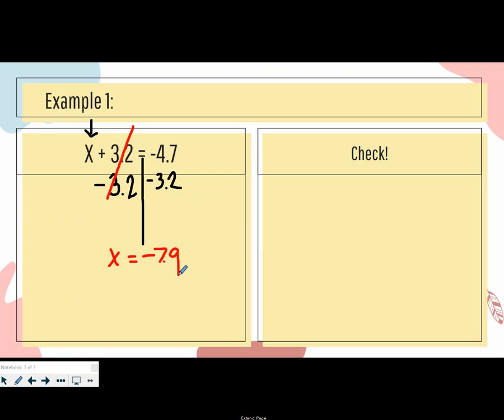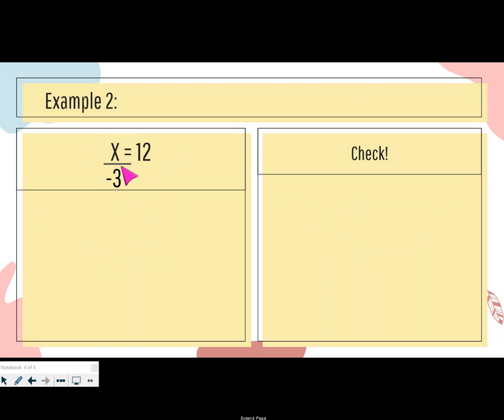Now it's very important to do the check. So I see that x equals negative 7.9. I'm going to plug it back in for x. So negative 7.9 plus 3.2 should equal negative 4.7. Let's try it out. Negative 7.9 plus 3.2. What do you get? We should get negative 4.7 equals negative 4.7. If they did not equal each other, then I would know that I did something wrong, and I'd have to try it again.